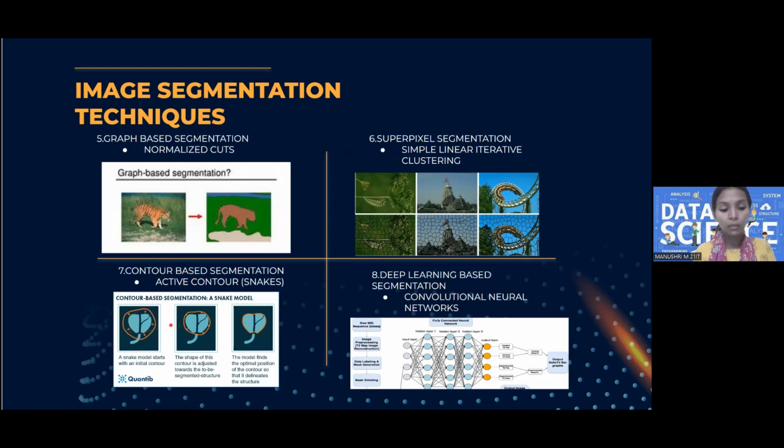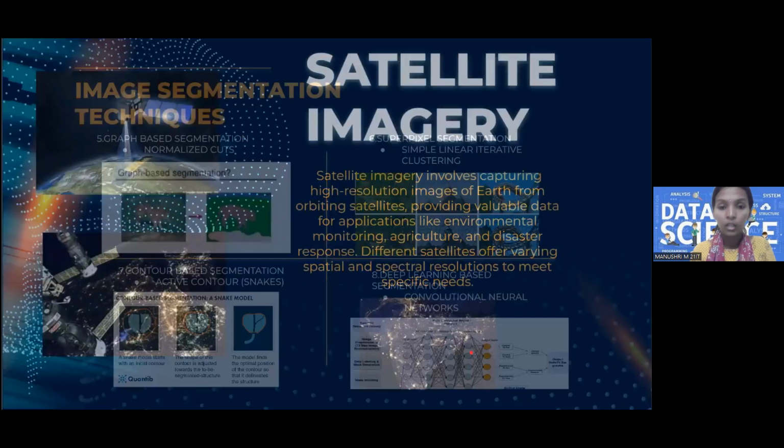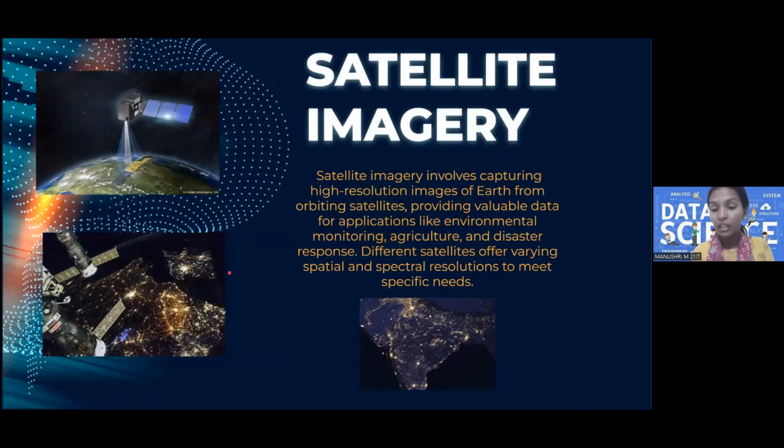In contour-based segmentation, a snake model-like structure will be formed, and it will cover up the edges, as shown here in the image, in order to understand what shape the particular image has. It's based on the contour, and then based on the convolutional neural network, the image segmentation will be done. So now let's get into the main task which was given to me.